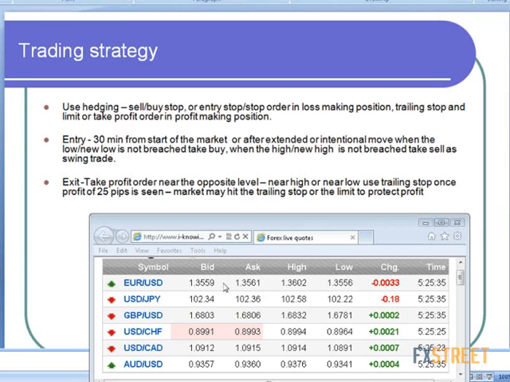And if I use the stop, what happens? The stop will close my position. So I will not be having any fresh position. I have to think of a new position.